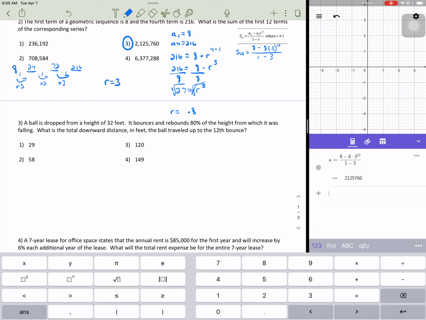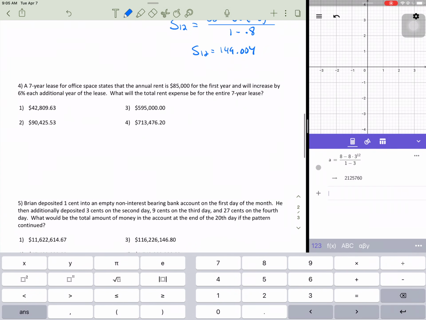So let's see. The initial is 32. The rate is 0.8. And we're going to plug into our formula. So the sum of the first 12 is going to be 32 minus 32 times 0.8 to the 12th. This is a coincidence we keep doing 12, by the way. Over 1 minus 0.8. Put that in the calculator, and you'll get 149.004, which is 149.